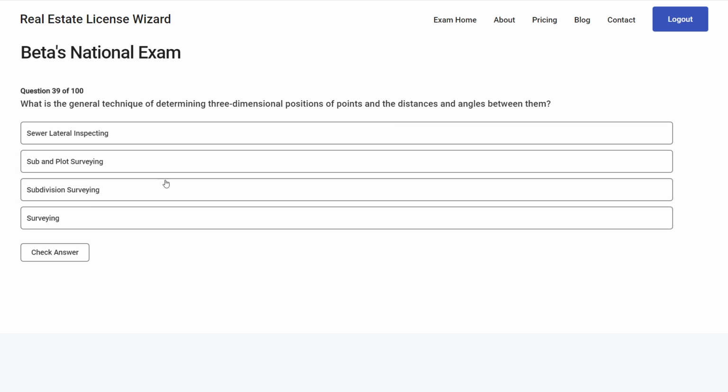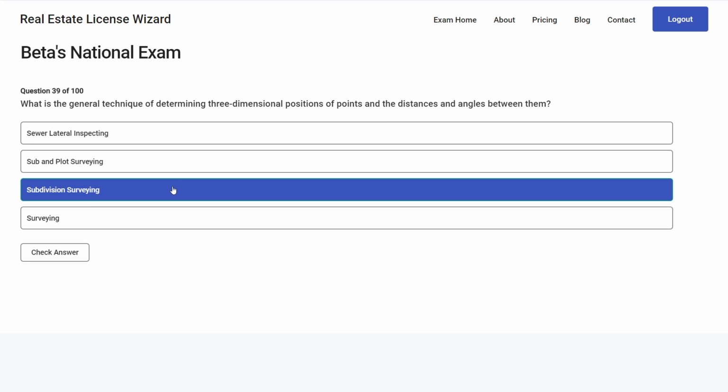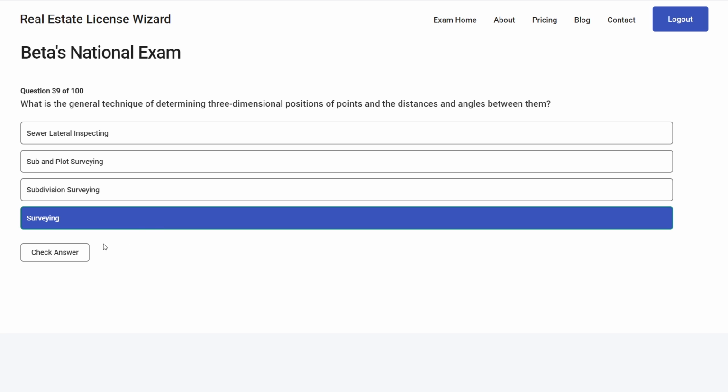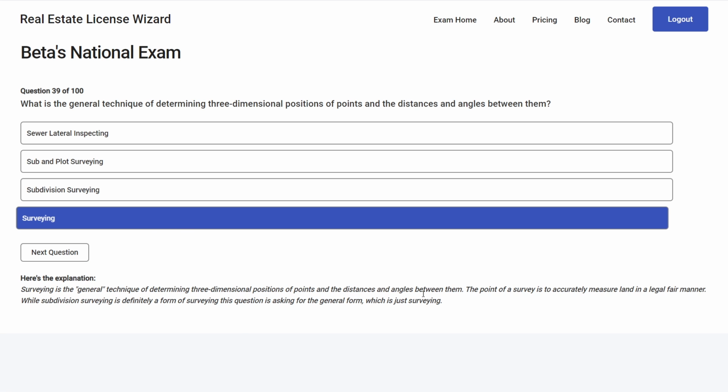these two are actually legitimate ways of surveying property, but it's asking what the general technique is, and that's our answer. Surveying is the general technique of determining three-dimensional. Now, if it was asking us for the specific definition of subdivision, then yes, obviously, you'd have to choose that one. But this is asking again for the general technique, which gives us our answer as surveying.